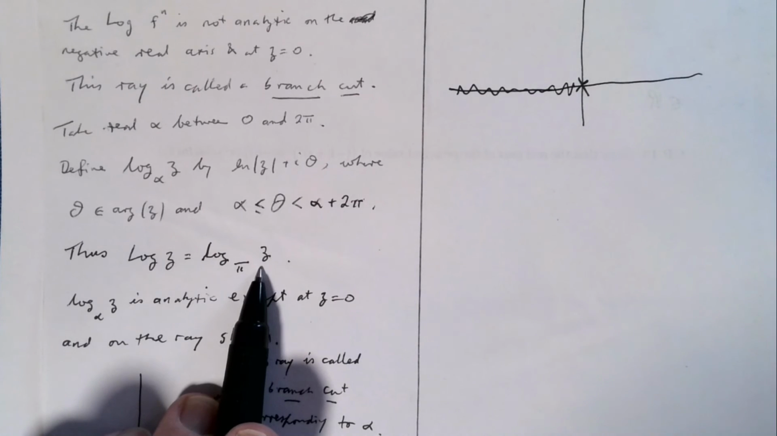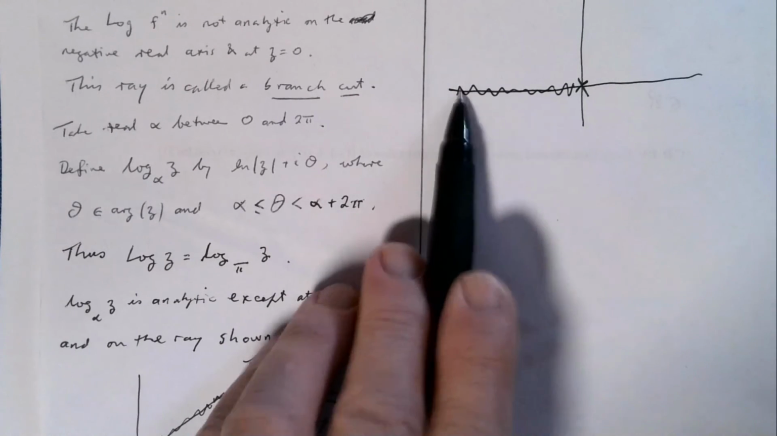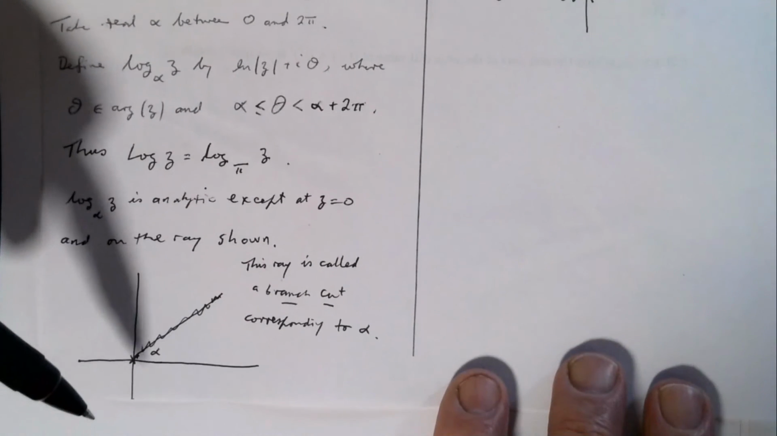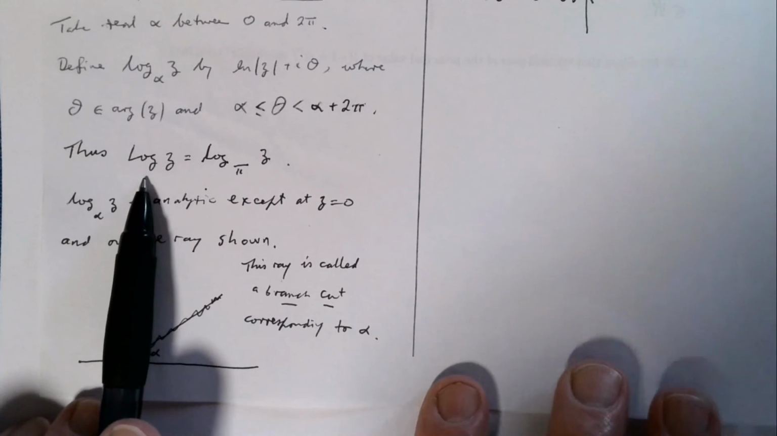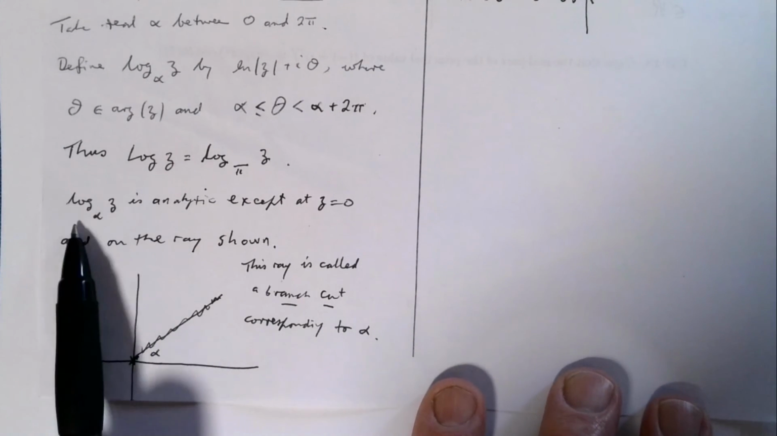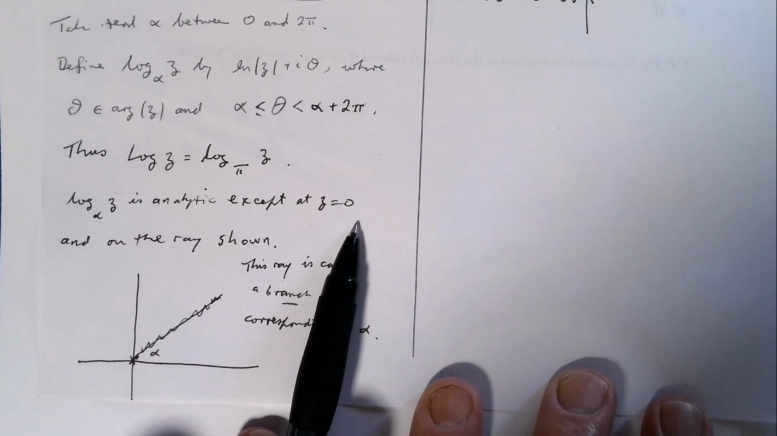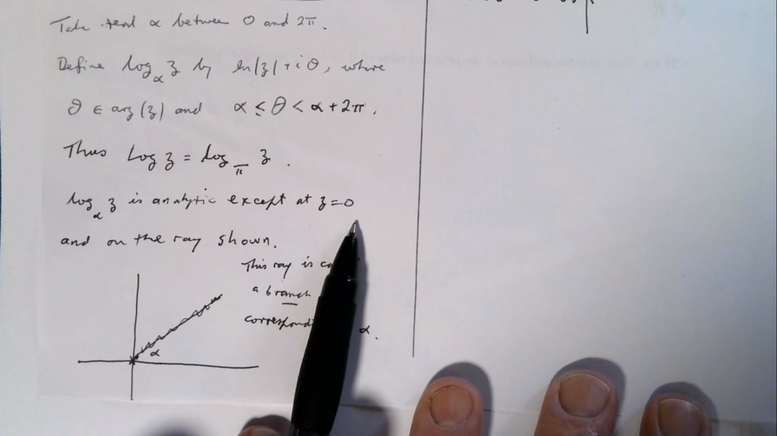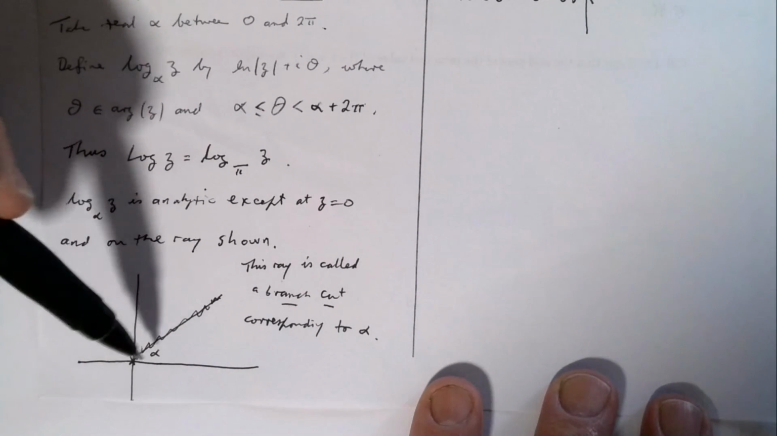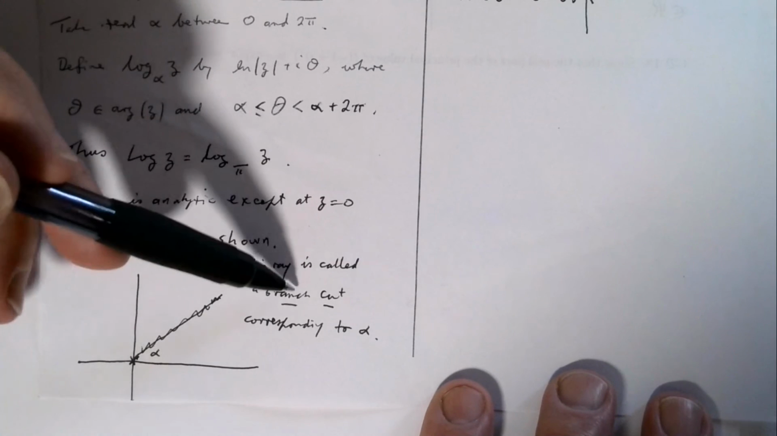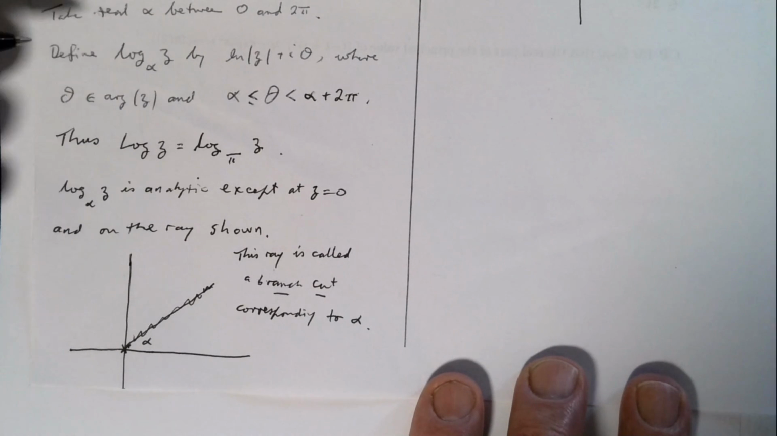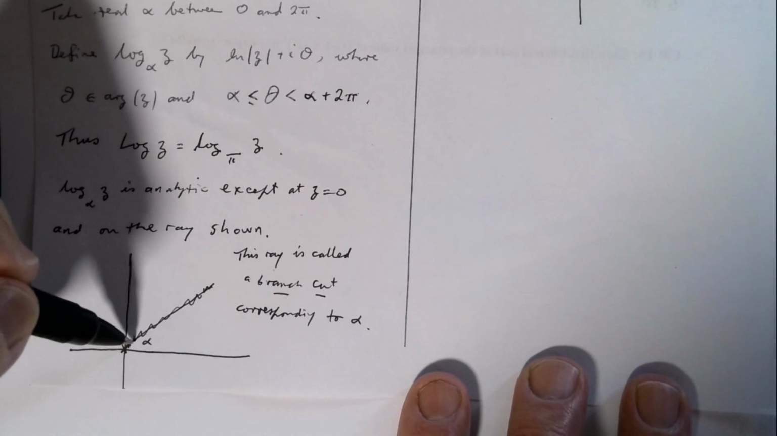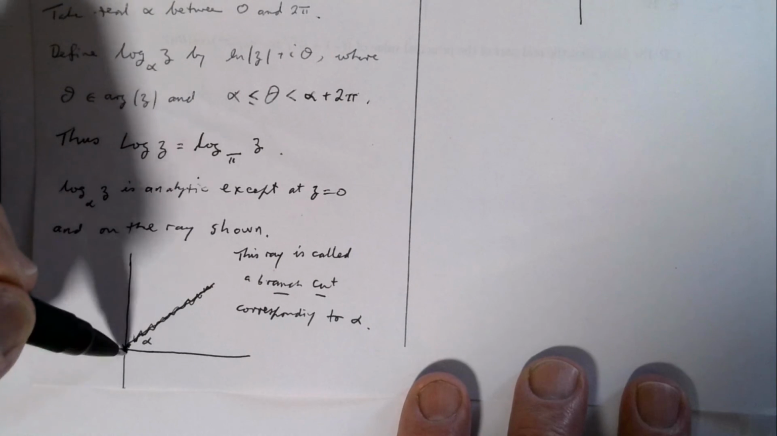So here we're taking alpha to be pi, that's the cut along here. So now we're taking, if you like, an angle alpha here, and redefining this new logarithm. So this function again is going to be analytic except when z is naught, by the same arguments we saw before, and also on this ray that's shown here. So this ray is called a branch cut corresponding to alpha. And so this new type of logarithm is going to be single valued, and it's going to be analytic except along this ray and at 0.